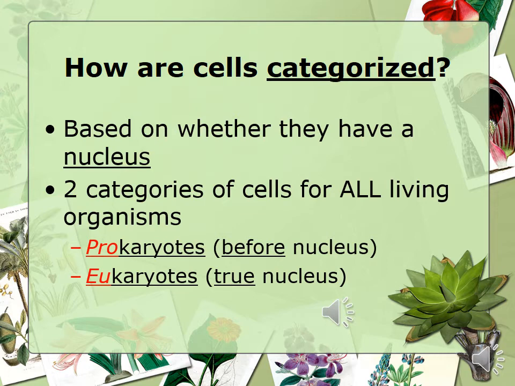And then there are those that have an actual nucleus, that little thing in the middle, or a karyote. They call that a true nucleus, or eukaryotes. So you've got eukaryote standing for true nucleus and prokaryote for before the nucleus. That is how we categorize all the cells that we find on this planet, whether or not they have a nucleus. Okay, that's what we look at first.